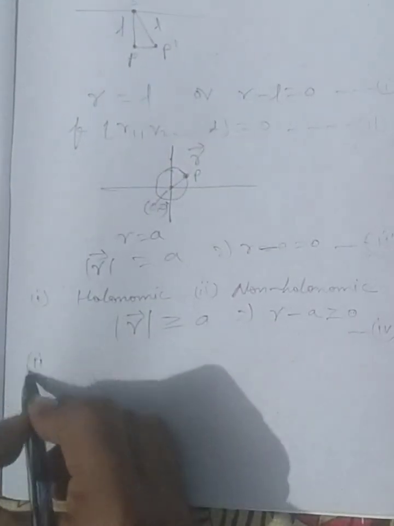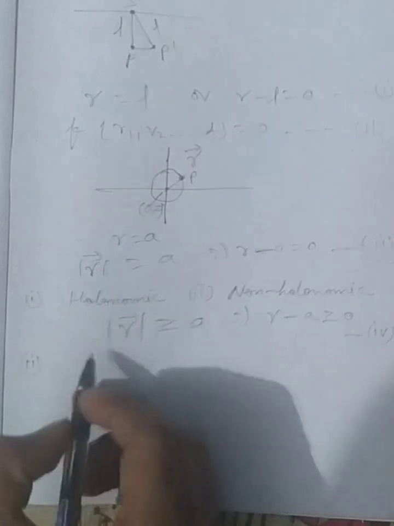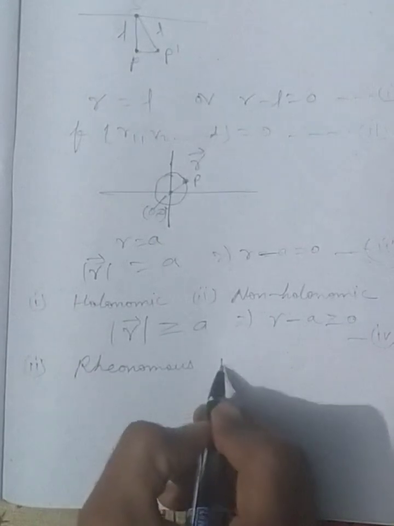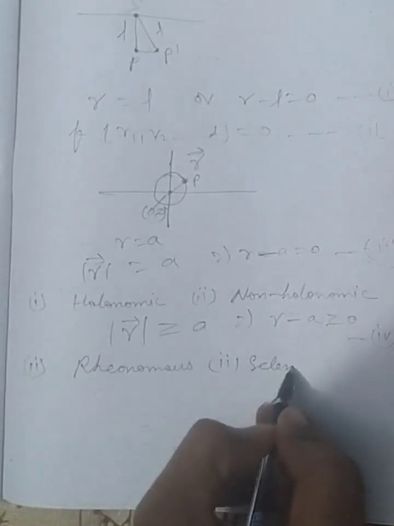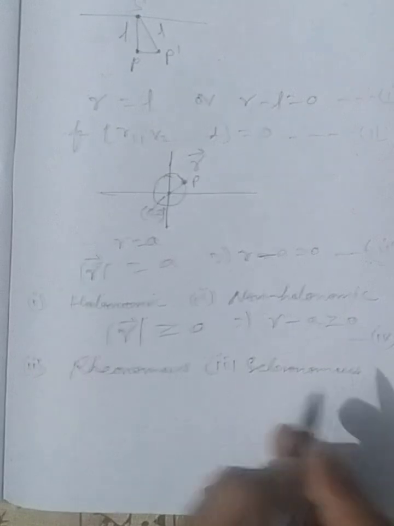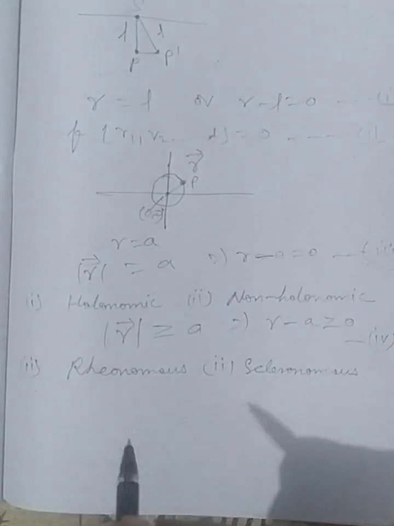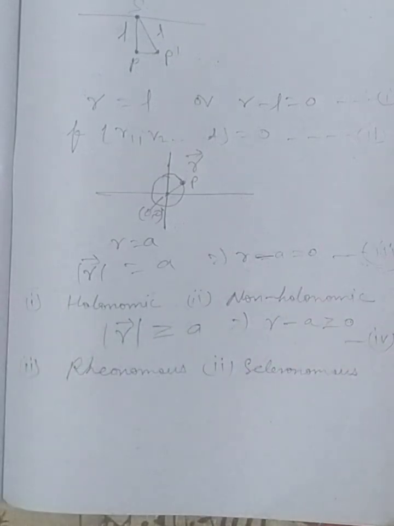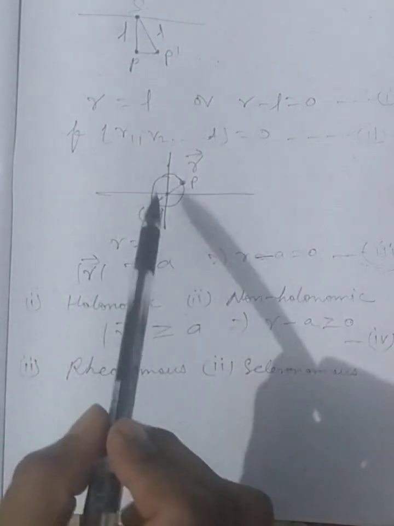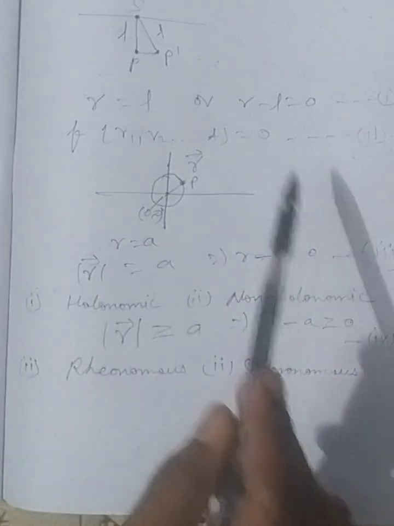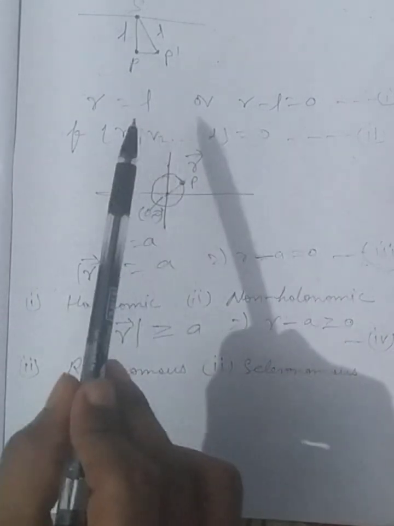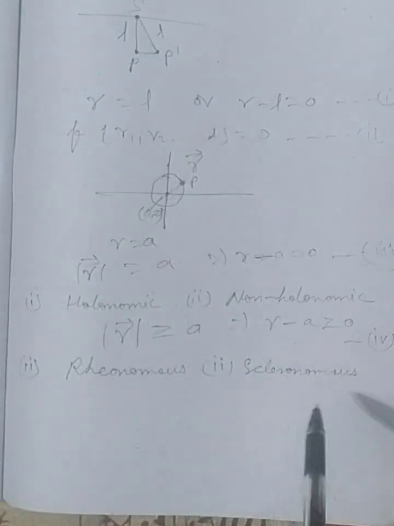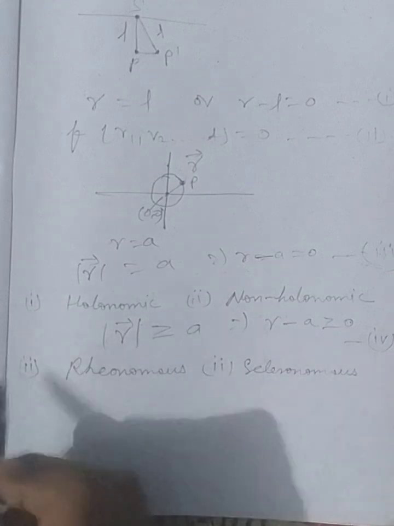In a similar way, the constraints can be classified as rheonomic and scleronomic. So rheonomic constraints are those which contain time as an explicit variable, and scleronomic constraints are those which do not contain time as an explicit variable. For example, here the constrained motion does not contain any time term explicitly, so these are scleronomic constraints, and those which contain time as an explicit variable are called rheonomic constraints.